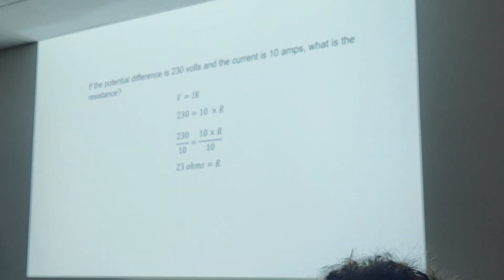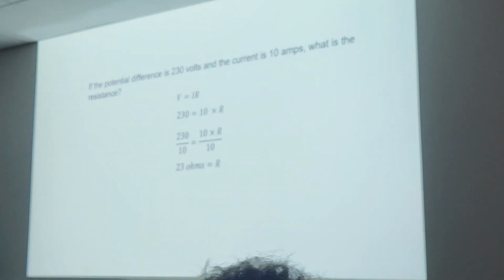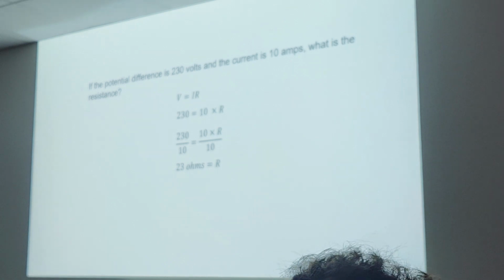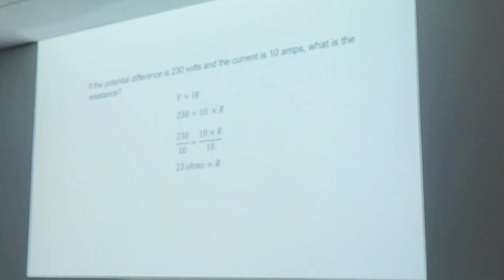And then A is amps, right? Yes. If the potential difference is 230 volts and the current is 10 amps, what is the resistance? 230 divided by 10. Okay, so how did you get your R by itself? Divided by I. V divided by I equals R.